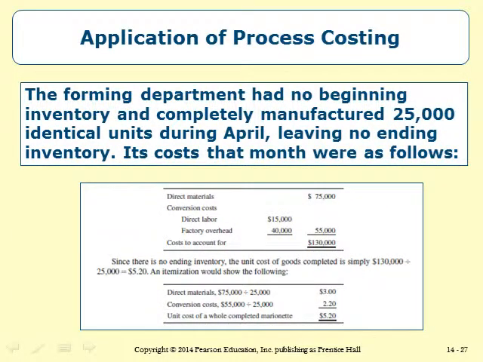And so here we're saying that the forming department had no beginning inventory and completely manufactured 25,000 identical units during April, leaving no ending inventory. The costs were as follows. We had direct materials of $75,000, direct labor of $15,000, factory overhead applied of $40,000, which resulted in a total cost to account for of $130,000. So since there's no ending inventory, the unit cost of goods completed is simply $130,000, which is the dollar cost we accounted for above, divided by the 25,000 number of units that were processed that month to get a $5.25 per marionette cost.